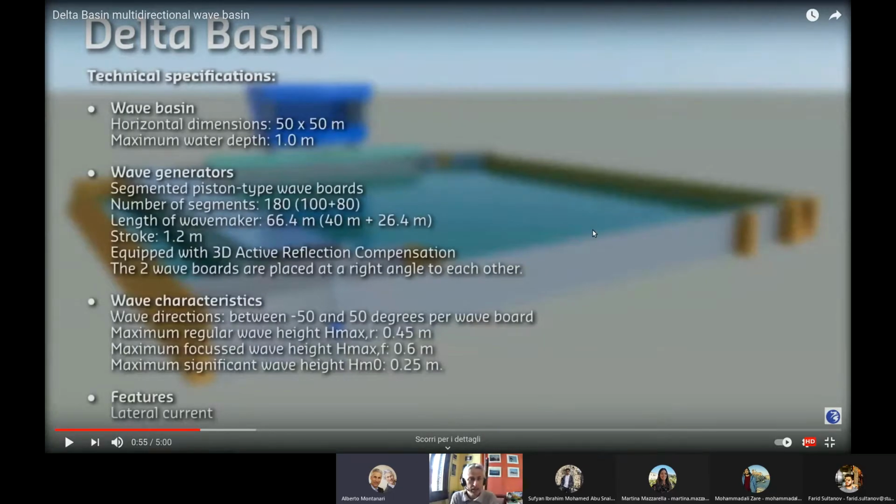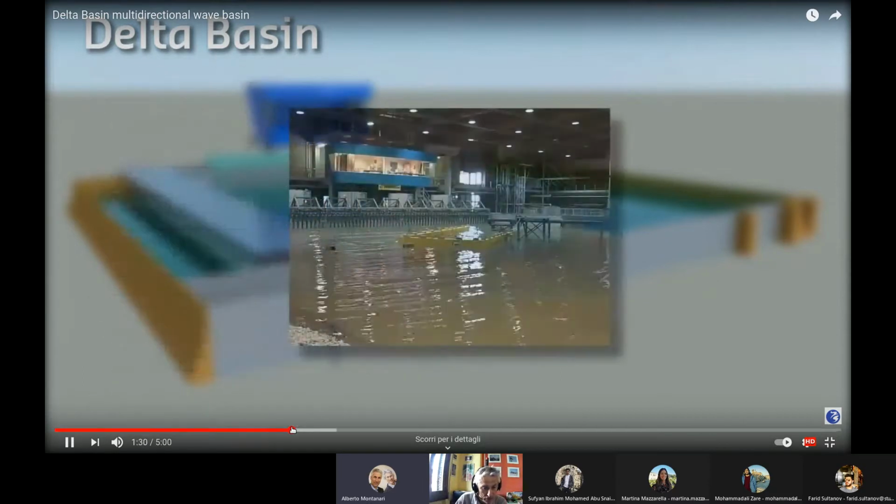So you see that it is 50 by 50 meters. So it's quite a considerable size. It's larger than an Olympic pool. And the max water depth is 1 meter. So it's not like a pool, it's less deep. And then there are wave generators, and there are the characteristics of the waves, and also they can generate currents. Let me move forward and show you some videos of real functioning.